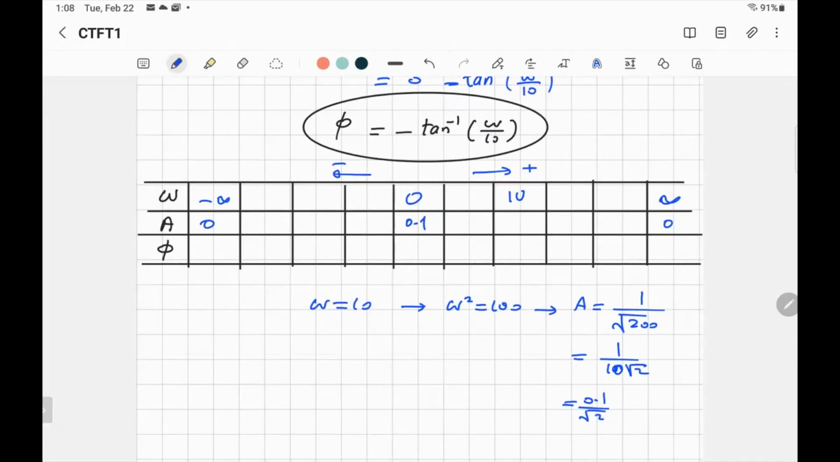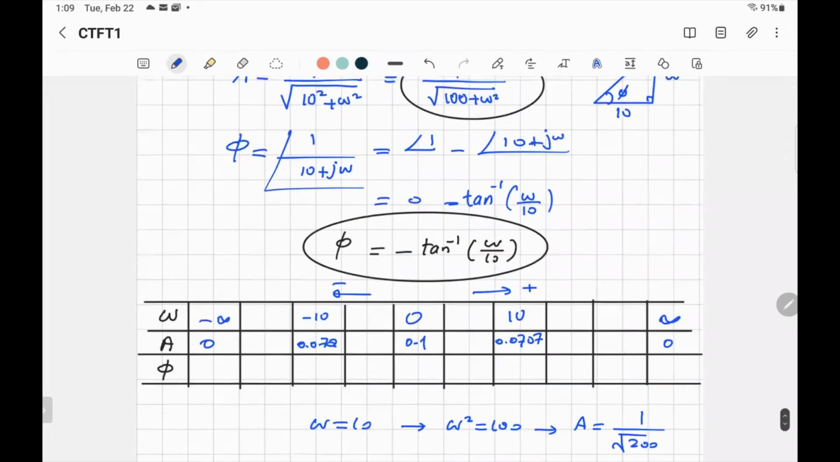We find it equal to 0.1 over 2, which is 0.0707. And again, if you go to negative 10 frequency, you find the same thing, 0.0707. So the maximum value over the square root of 2, usually they make this the cutoff frequency. It means if you have a filter.